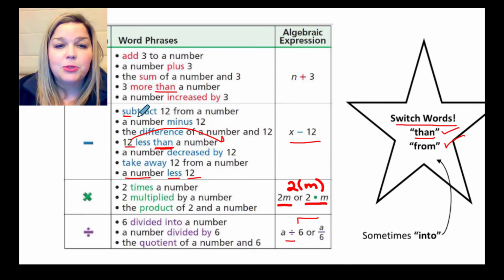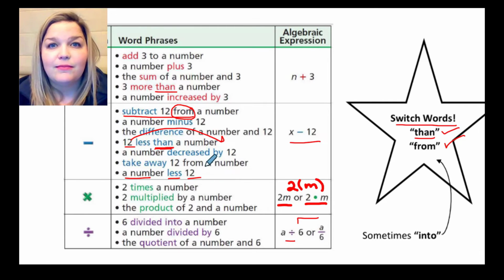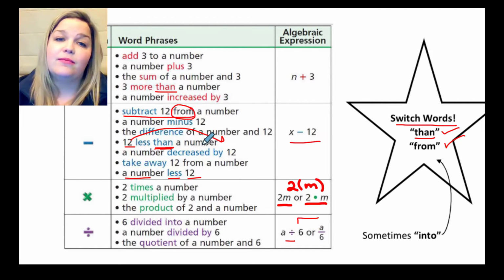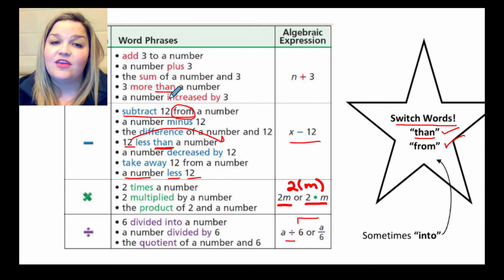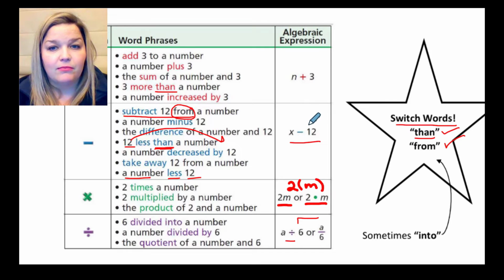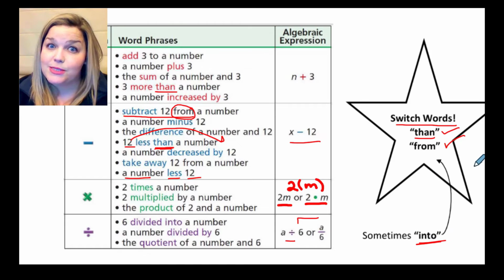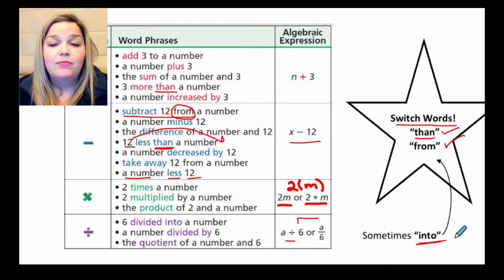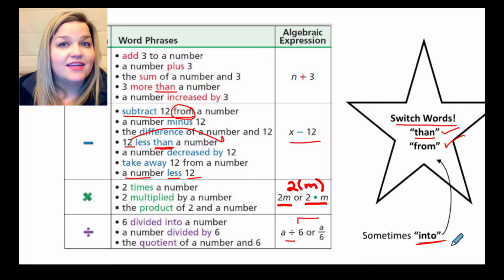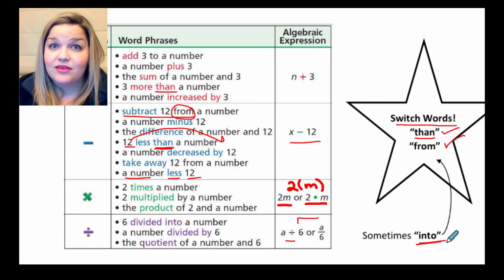So let's take a look at our next switch word, from. If you see subtract 12 from a number, that's a switch word that's going to indicate that you need to switch 12 and the quantity of a number. So you get the number minus 12. Lastly, I didn't write into inside my switch word star, but I definitely put it in there because you need to really read the whole sentence in context. Sometimes in certain contexts, the word into can also be a switch word.